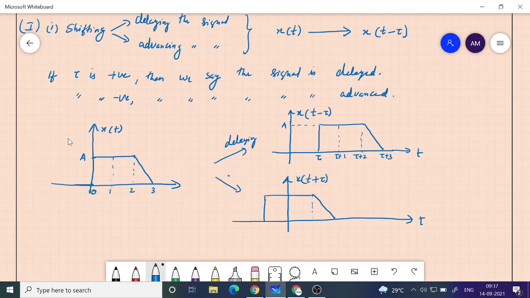Okay, in both cases tau is greater than 0. Here also tau is greater than 0, but I have written t plus tau. If you are writing t minus tau here also, then your tau is negative. So these are multiple ways in which you can write or represent the transformed signal, in this case the shifting. If the independent variable is time, then we can also call it time shifting. Time shifting can be either delaying or advancing.